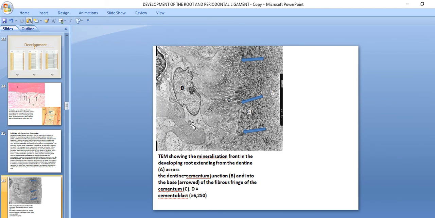And here you can see the mineralization front in the developing root extending from the dentin, and you can see these are Sharpey's fibers. This is cementum, and here you can see the dentin cementum junction, and also you can see developing dentin here, and this is the fibrous fringe of the cementum. Also you can see the cementoblast on the left side.